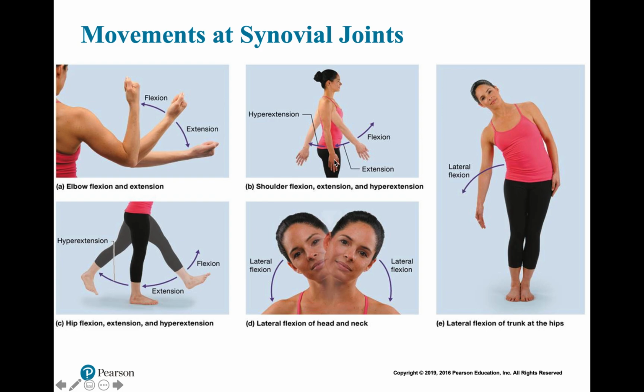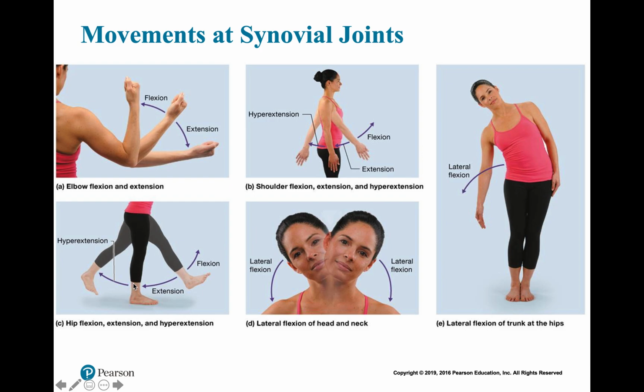Now if you take your entire arm and bring it backward, past normal anatomical position, this is hyperextension at the shoulder. So flexion, extension, and past normal anatomical position is hyperextension. Hip joint. The shoulder joint is a ball and socket joint. The hip joint is also a ball and socket joint.